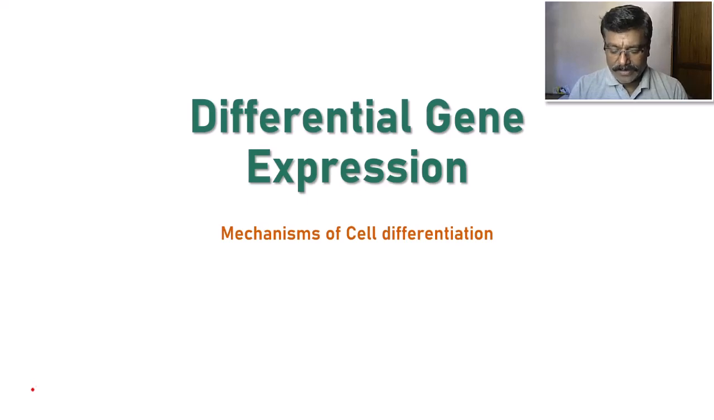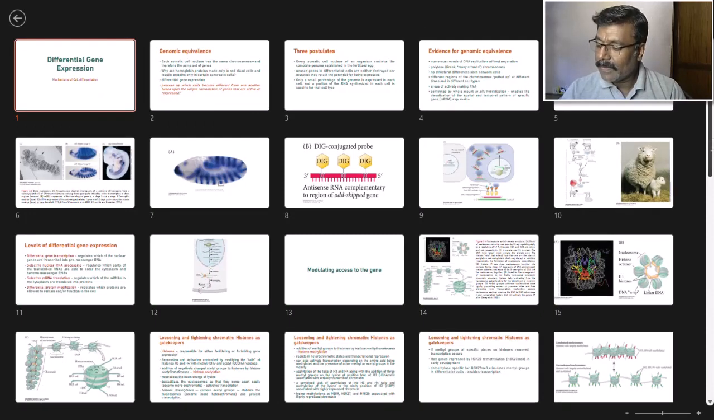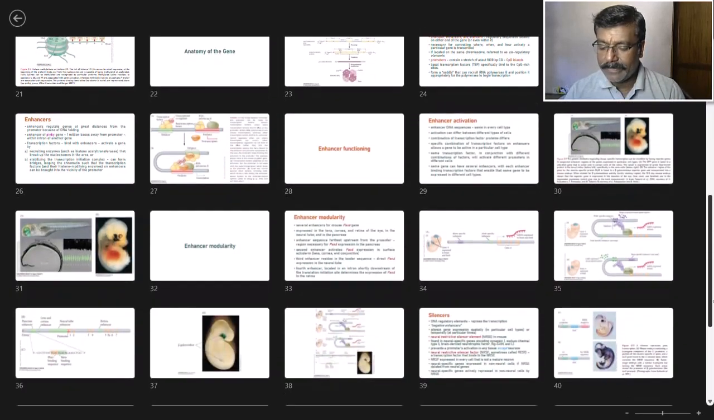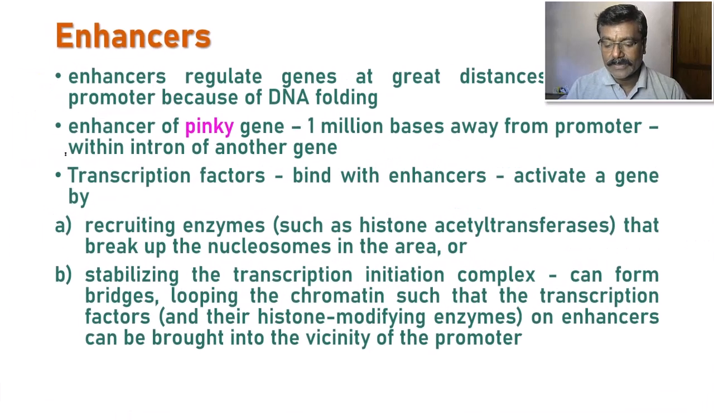And in the previous class we had seen an example, the pinky gene. The enhancer for the pinky phenotype is present 1 million bases away from the promoter region, within the intron of another gene. Enhancers are essential for the binding of transcription factors so that it can form a loop and overlap on the promoter region, which facilitates the binding of RNA polymerase 2.